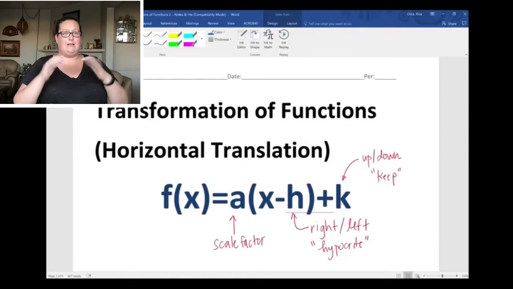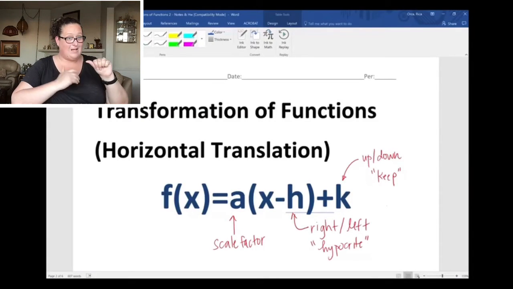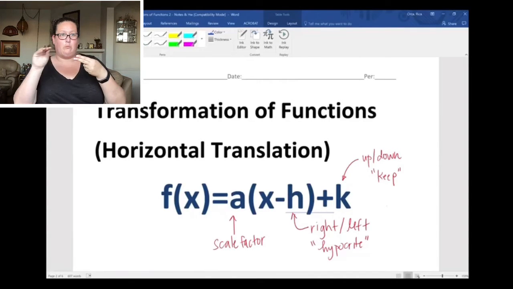Welcome back, class. Today we are looking at transformation of functions, in particular horizontal translations, and this is part 2 of our lesson. Just to review, we have f of x equals a times (x minus h) plus k. A is our scale factor. H will move the graph either right or left.